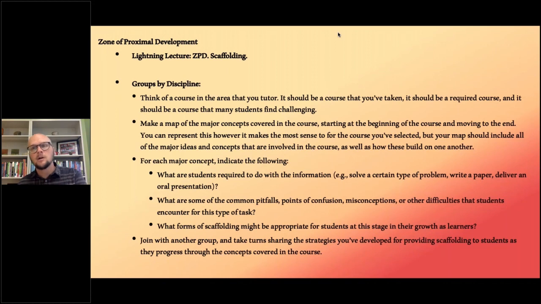And then as a tutor, what are some of the ways that we can scaffold students in those moments? Join another group, talk about what some of those ideas were and some of those strategies. So breaking students out into those groups can help to give them an opportunity to talk to colleagues and to really think through the implications of ideas, not just for tutoring generally, but for the specific kind and form of tutoring that they do.